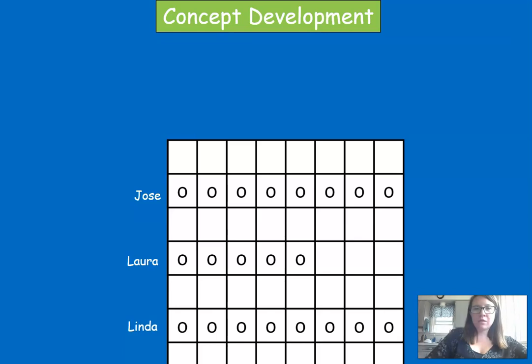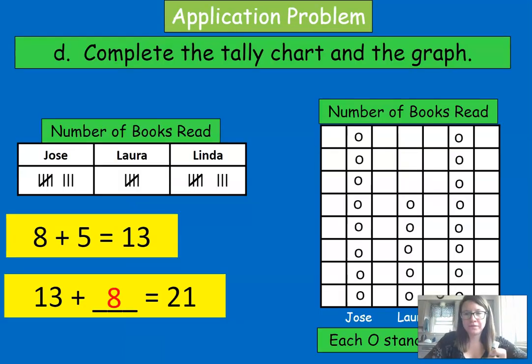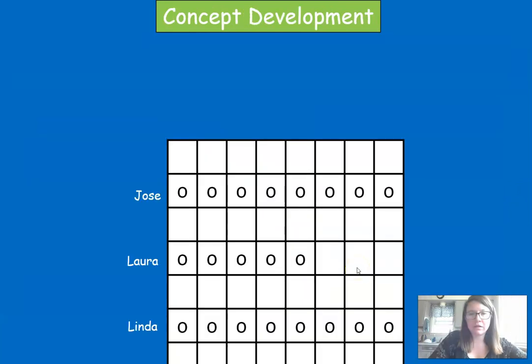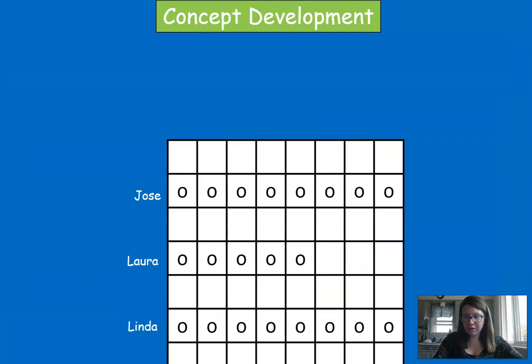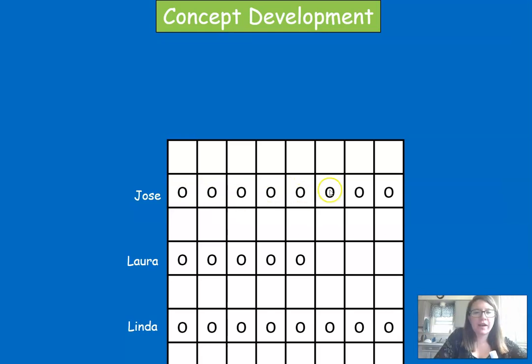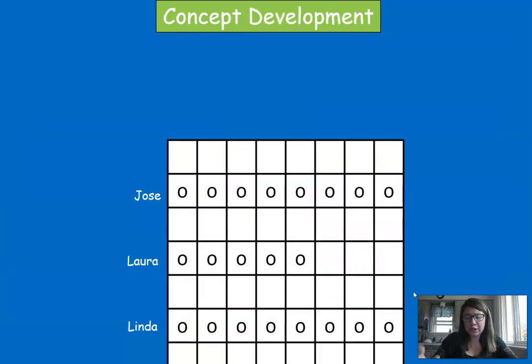Now, what do you notice is different about this chart than this chart? This one and this one. It's just flipped on its side, right? Same information. We have 1, 2, 3, 4, 5, 6, 7, 8, 5, and 8. Same information as this chart. It's just flipped on its side. So we didn't change anything.